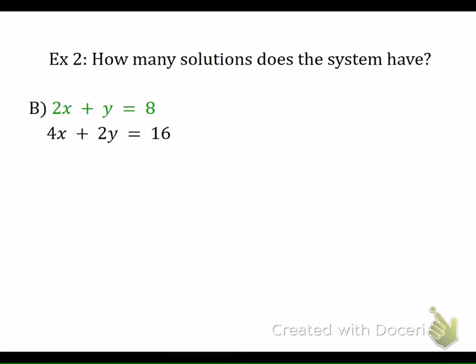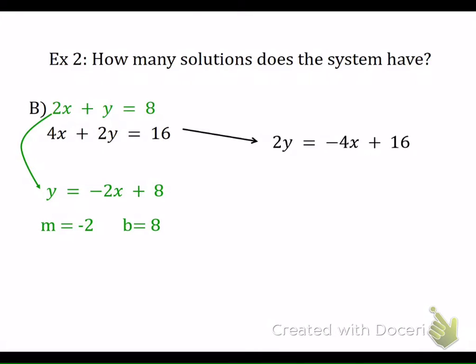All right, first one. Get the y by itself. What should I do? Subtract 2x from both sides. So y equals negative 2x plus 8. The m is negative 2. The b is 8. All right, on the next one, what am I going to do? Subtract 4x from both sides. Divide everything by 2. Okay, so what's my m? Negative 2. What's my b? Positive 8.